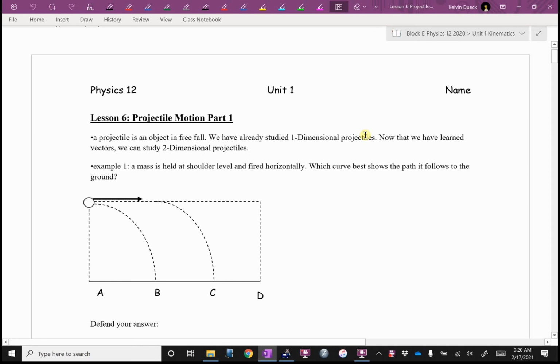Last year we looked at free fall, and some of you remember when you drop something, what's the acceleration in free fall if we're ignoring air resistance, and we're going to ignore air resistance? What's our acceleration in free fall? You all know the number. Okay, 9.8 negative if we want to make it down. What direction is that?